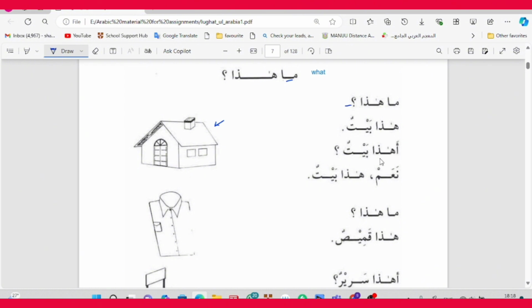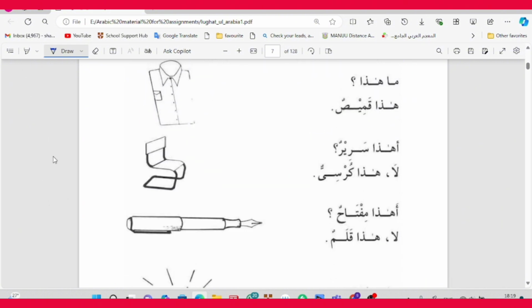Now you are making an interrogative sentence: a-haza bait, is this a house? The first sentence was ma haza, what is this? In the second, he is asking for confirmation, whether it is a house or something else. The letter a is for the interrogative. Is this a house? Naam, yes, it is a house. So you will use naam. Naam haza bait, yes, this is a house.